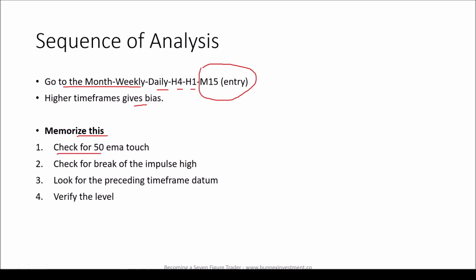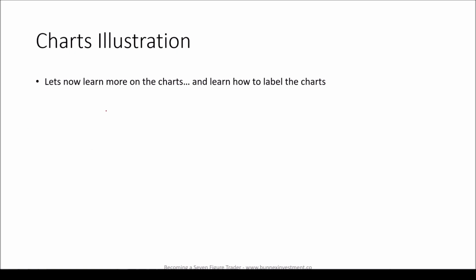The first thing that you do is check for the 50 EMA touch, then check for the break of the impulse high. By saying 50 EMA touch, we are saying we need to see a 50/13 EMA cross. After that 15/30 EMA cross, we need to see a 50 EMA touch. After that 50 EMA touch, we need to see a break of the high of the previous impulse, like in this case. Then from there, we look for the preceding time frame data. Therefore, any 50 EMA touch is going to be our starting point in the preceding time frame. We will take a horizontal line and place it on the 50 EMA, as I'll show you on the charts. The next thing is now to verify the levels. To clarify this, it needs to be done on the charts. So let's now learn more on the charts and learn how to label them correctly.